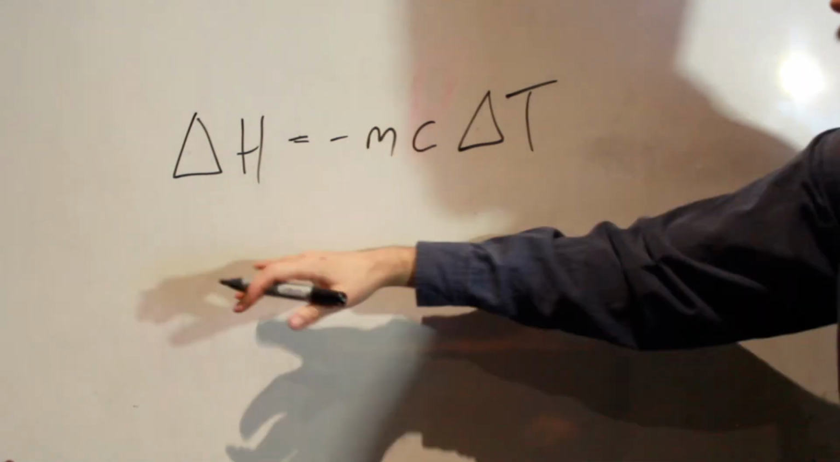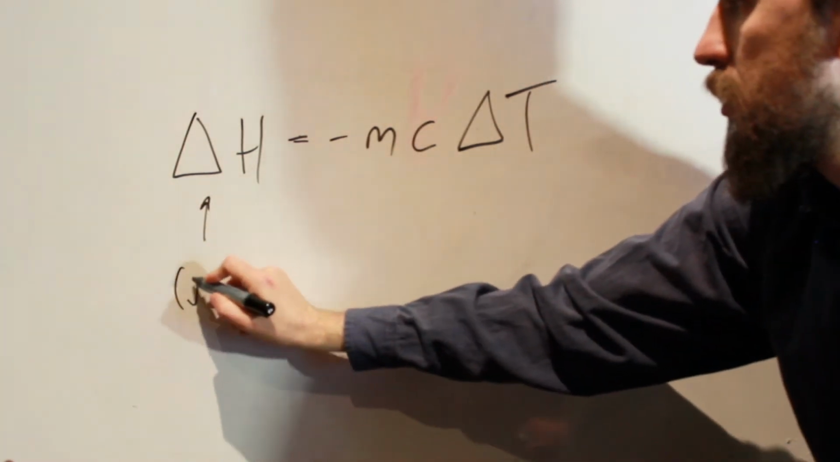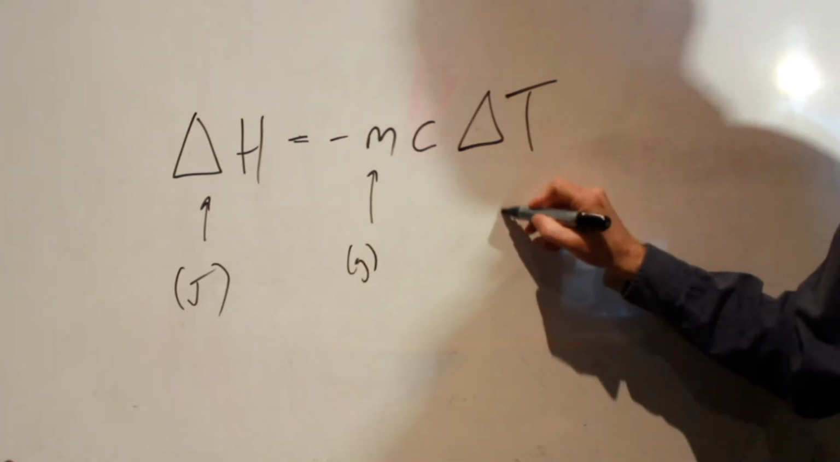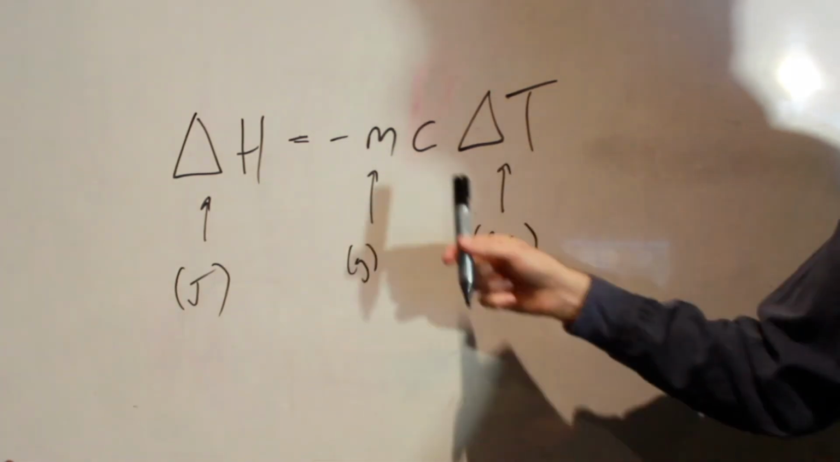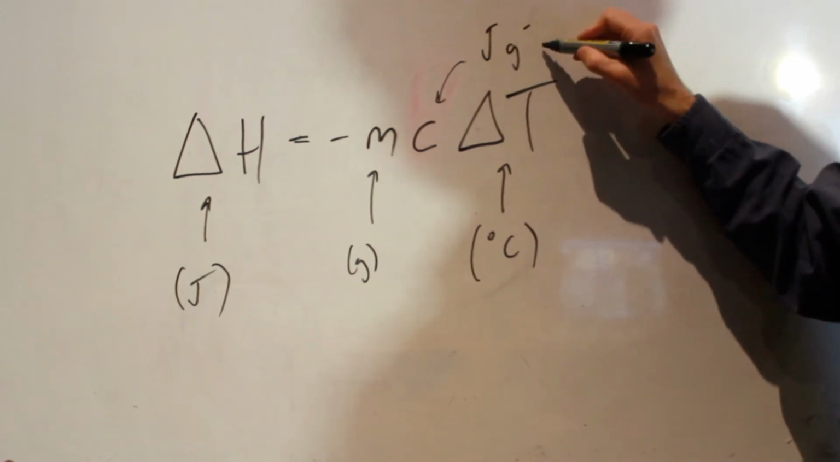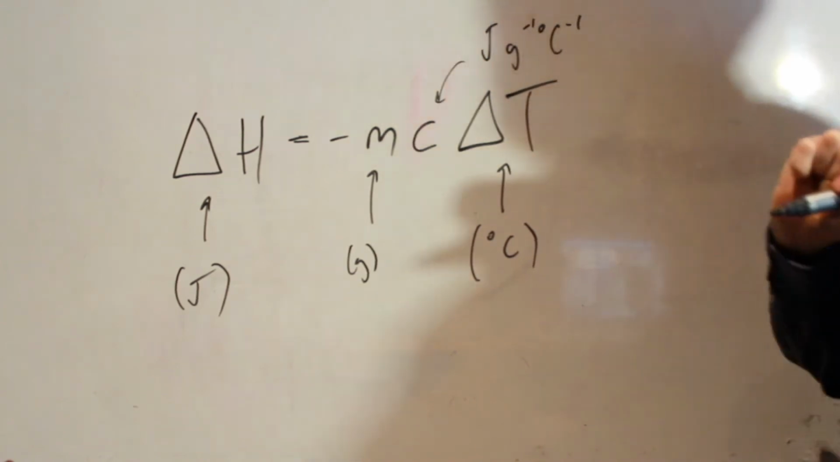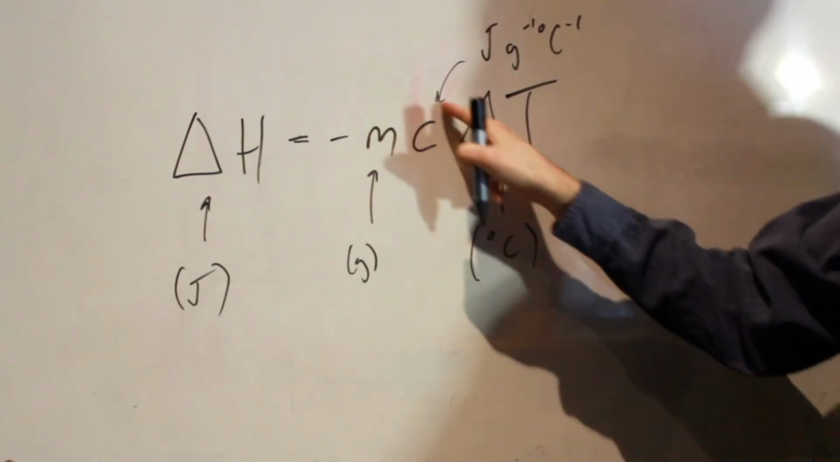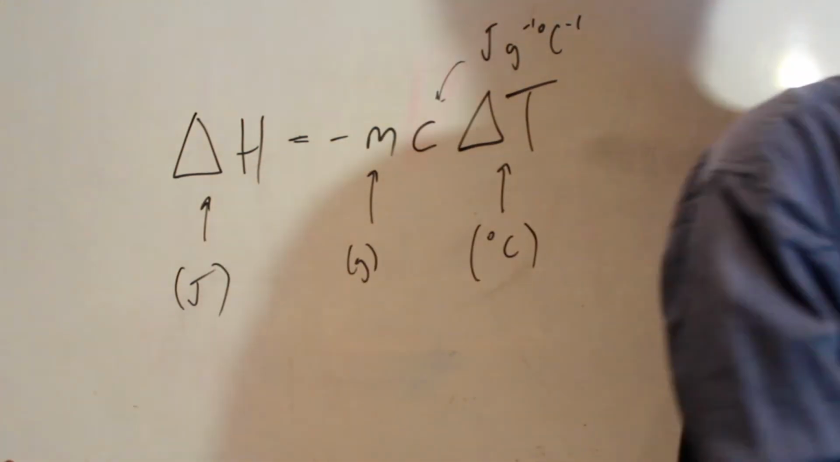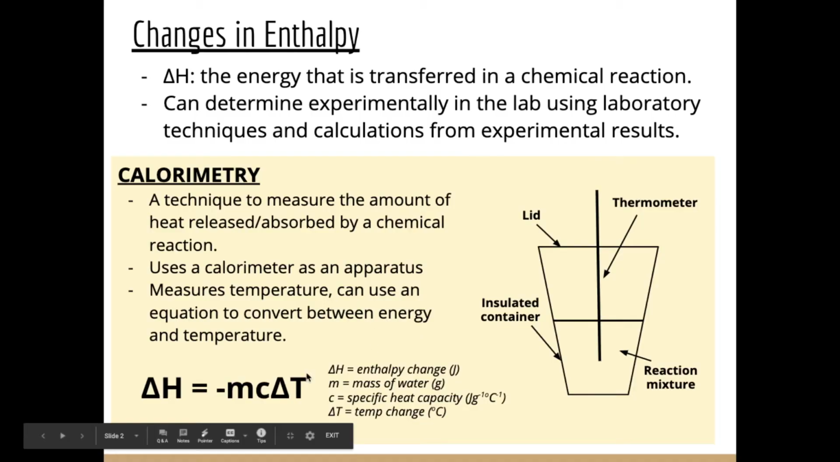So in this specific equation, we have our enthalpy change in the units of joules. We have mass in the unit of grams. Delta T, the change in temperature, in degrees Celsius. And this specific heat capacity there, this is in the units of joules per gram per degree Celsius, like so. So this is the value that is really helping us convert from the temperatures that we measure to the enthalpy of the reaction. So over here, delta H, enthalpy change, m is the mass of water, c is specific heat capacity, delta T, the temperature change.